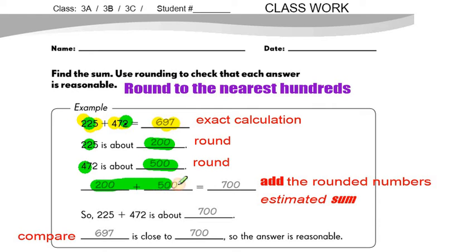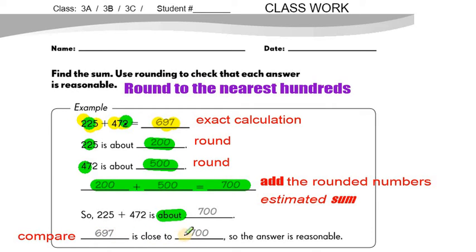Now I'm going to take this 200 and this 500, and I'm going to add them together. 200 plus 500, and I get the estimated sum of 700. So I have my exact calculation, and I have my estimated sum. So 225 plus 472 is about 700. There's that word about. It's telling me that the next thing I'm going to see is an estimate. Now I want to compare. I want to compare 697 to 700.